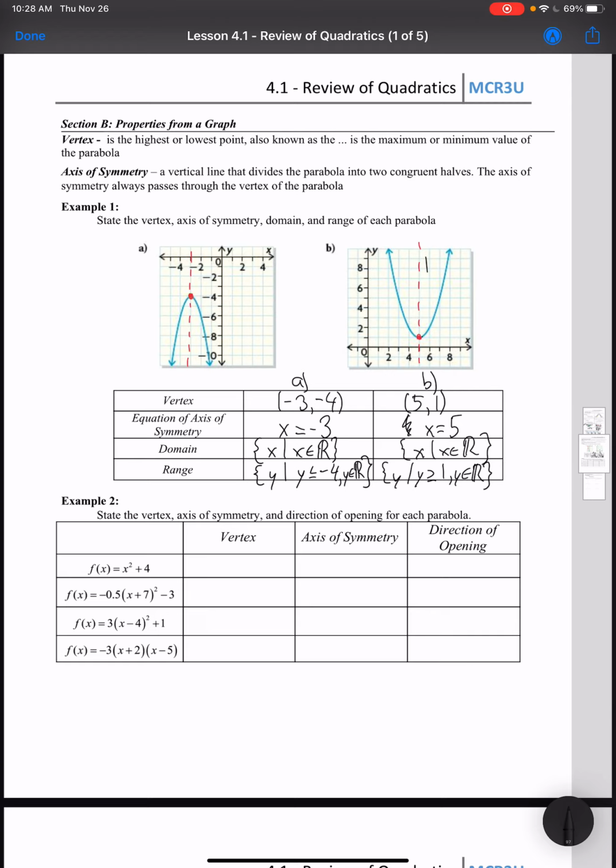All right, for this next example, you have a bunch of functions that are given, and they're given generally in vertex form.